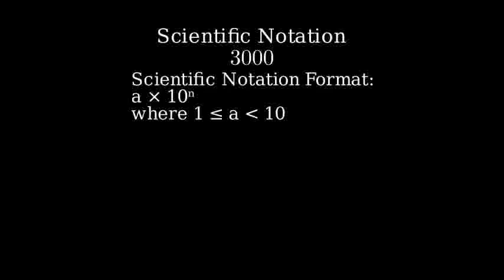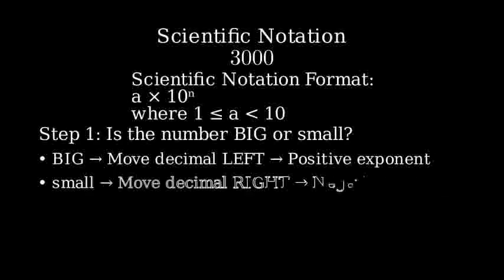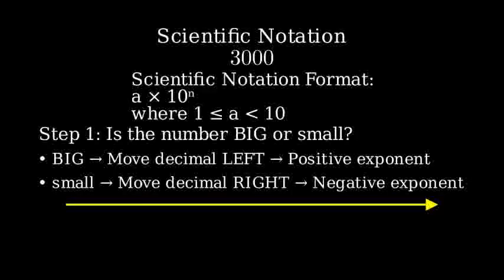First, identify if the number is big or small. 3000 is a big number, so we'll be moving the decimal point to the left, and our exponent will be positive. Let's start with our number, 3000. First, let's show the decimal point. Now, we need to move the decimal point left until we have a number between 1 and 10.